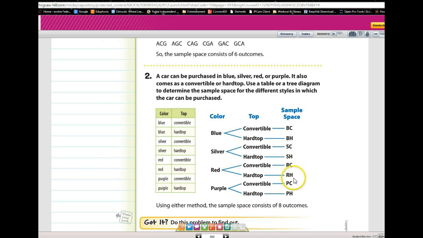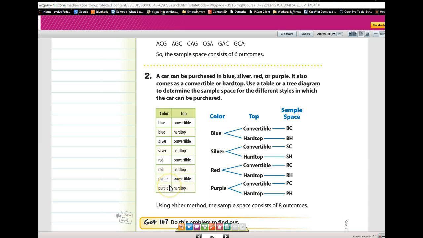These are abbreviations for the colors and for the kind of top. Likewise, over here in the table, once we knew that, we said, okay, we can have either a blue convertible or a blue hardtop, silver convertible or silver hardtop, and we just basically took each color and then the kind of top option that we had until we had our complete list.